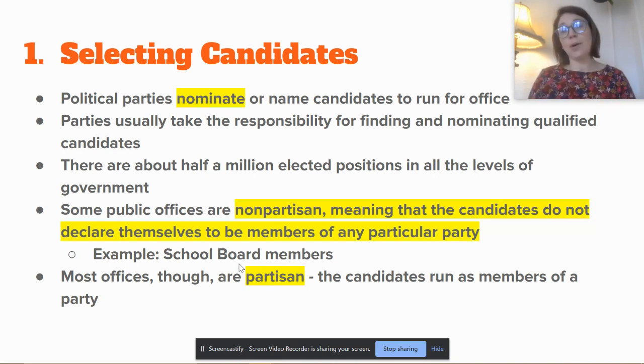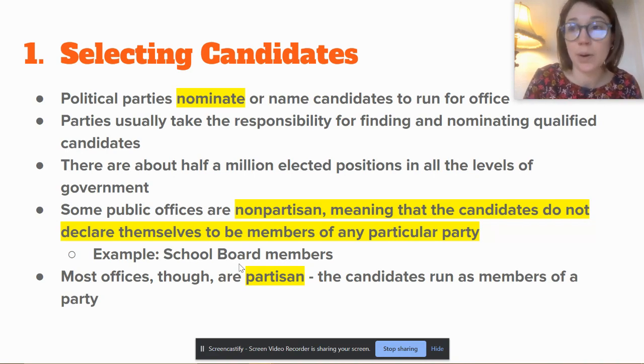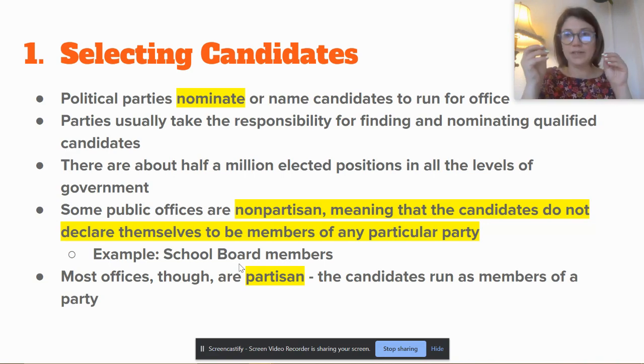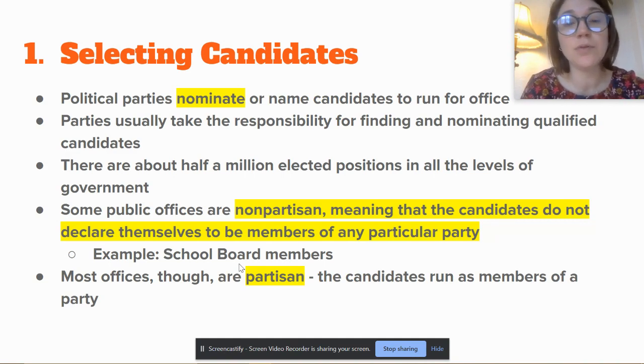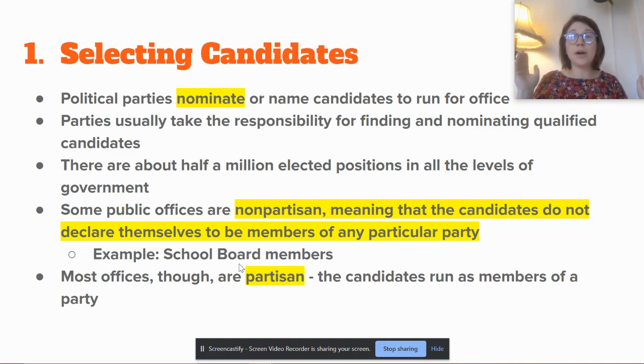Some public offices are called nonpartisan, which means that the candidates do not declare themselves to be members of any political party. Some of these jobs might be like the school board. A lot of nonpartisan positions are on committees or topics that are very small, very local, very specific. So you don't really need a full-blown national party to get involved. However, most offices are partisan, meaning that the candidates run as members of a party. So nonpartisan, you're not related to a political party. Partisan, I'm one political party. You also can hear the term bipartisan. Bipartisan means when both political parties, multiple parties, agree on the same policy.